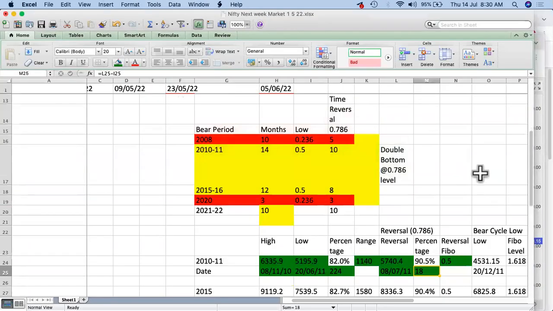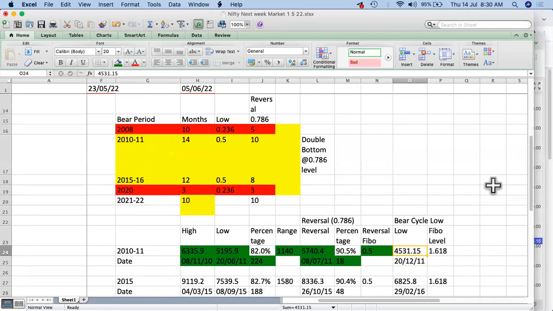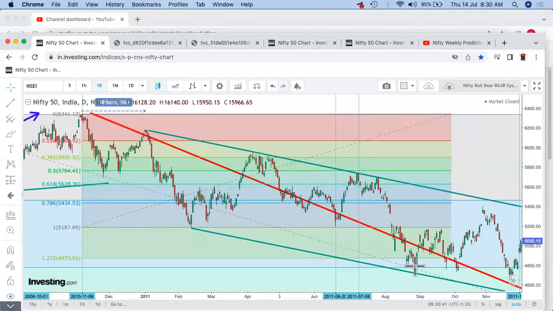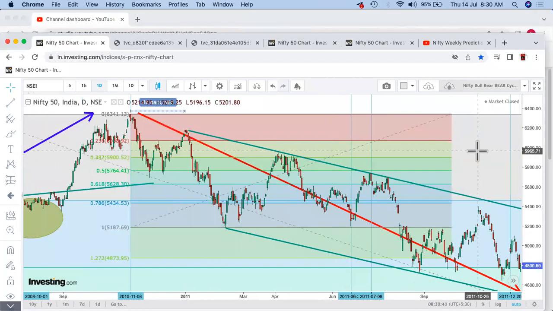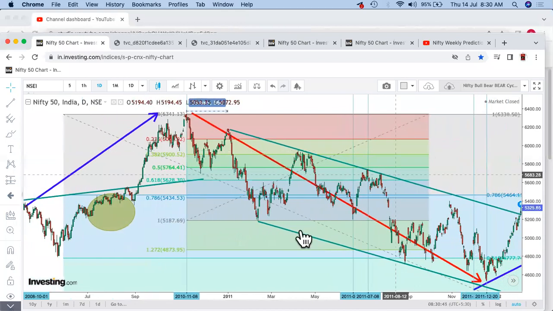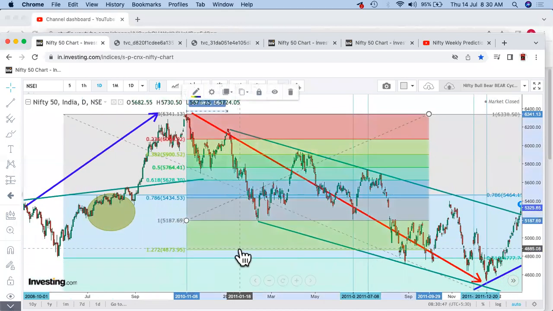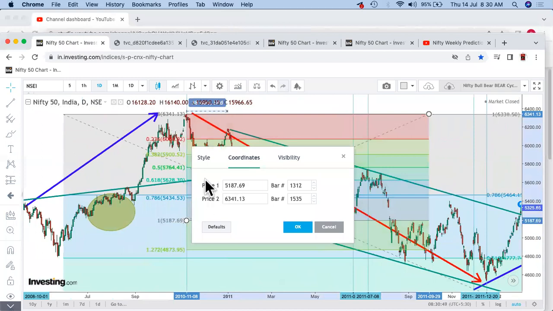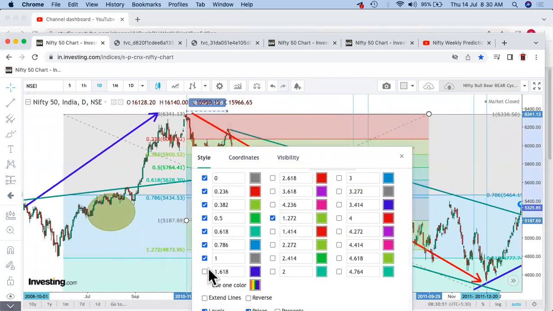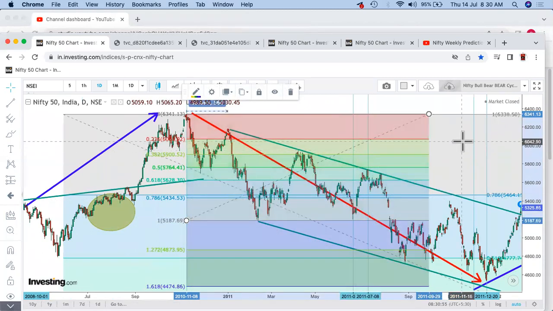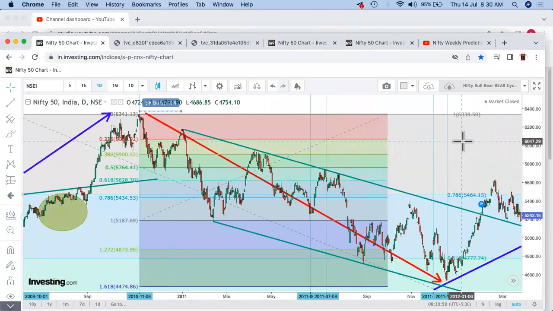Any other details that we are going to find out? Yes, the low of the bear cycle. The low of the bear cycle has come down to somewhere around 4531.15. And if we check this again on Fibonacci, now, these are not exact figures, but approximate figures.